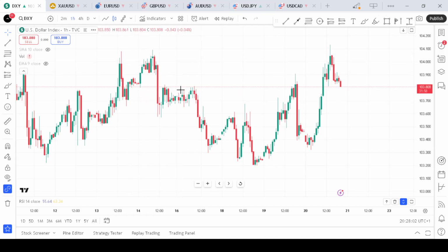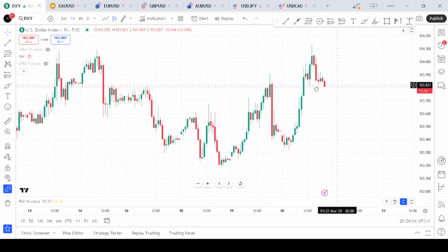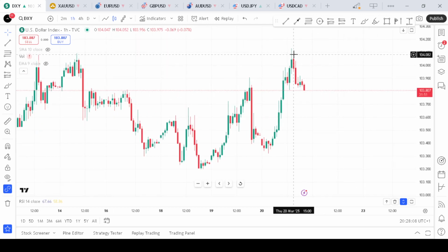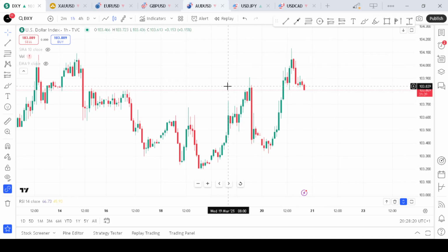First of all, we look at our DXY to see what the market is currently doing. As you can see, if the dollar index is trading to the downside, it means that all the pairs we named, the EUR/USD, the GBP/USD, and the AUD/USD, will all be trading to the upside because of their correlation.